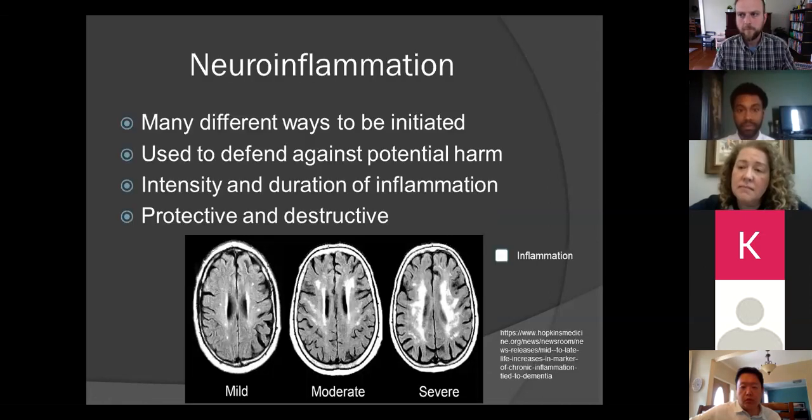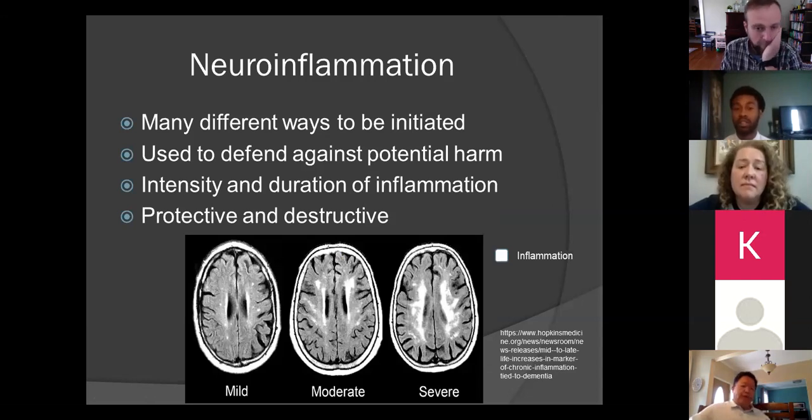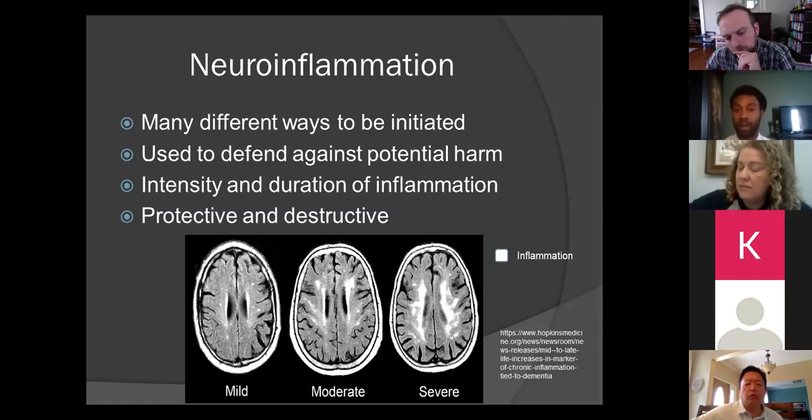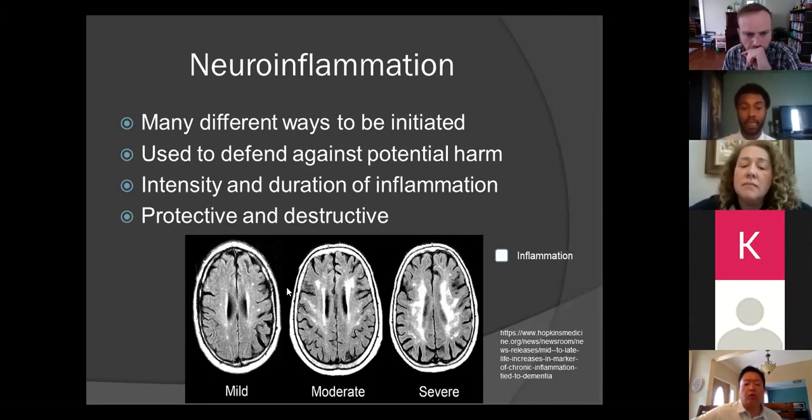Now moving into neuroinflammation, there are many different ways for neuroinflammation to happen. Like I was saying, a pathogen can cause it, or a traumatic brain injury. These things initiate neuroinflammation. What neuroinflammation is supposed to do is defend against potential harm. Let's say a pathogen is in there that it's not supposed to be, the neuroinflammation goes on and tries to eliminate that pathogen. But the only thing with neuroinflammation is that it can be protective and destructive, depending on the intensity and the duration of the inflammation.